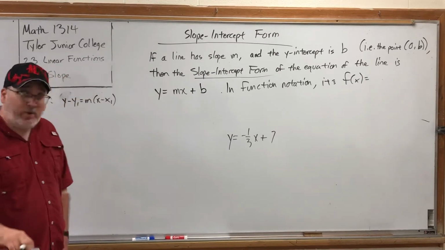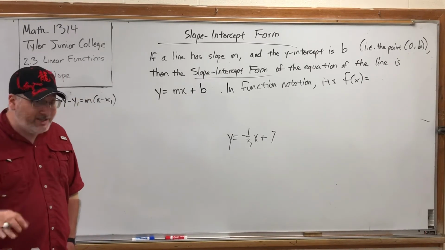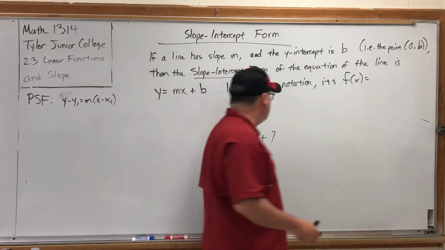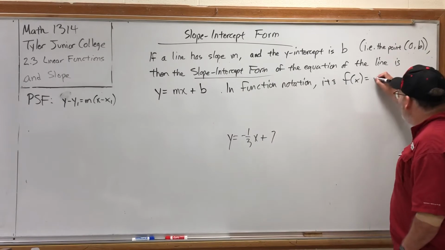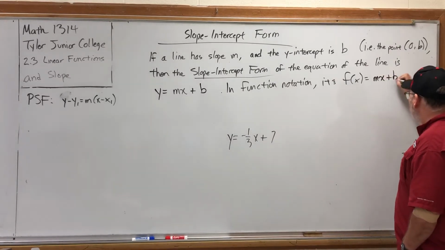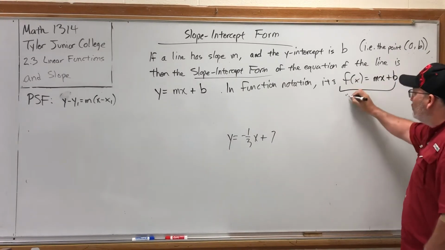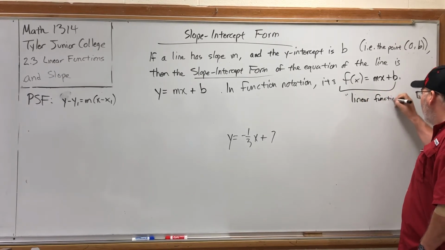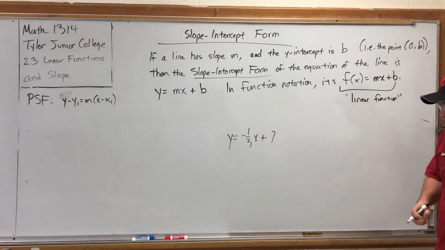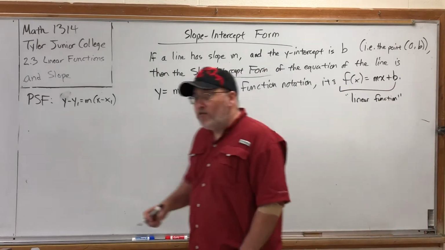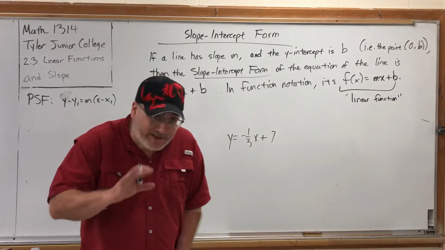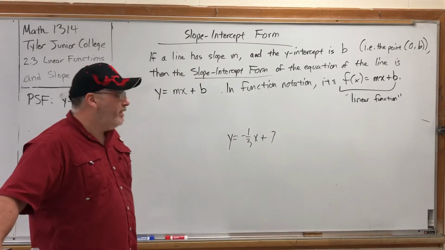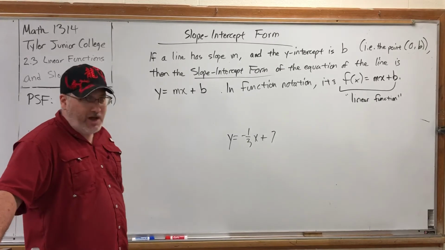Now, because this equation says y equals, we can easily write it in function notation by simply changing the y to f of x. So in function notation, it's f of x equals mx plus b. This type of function is what's known as a linear function. Any function of this form or equivalent to this form is a linear function, and its graph will be a line. That's great information to know in advance if we're graphing a function. Oh, it's a linear function, we're expecting a line.